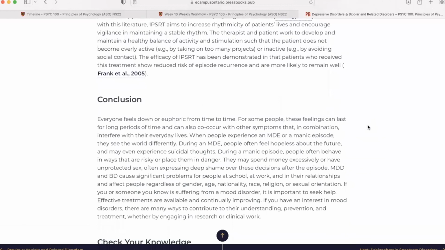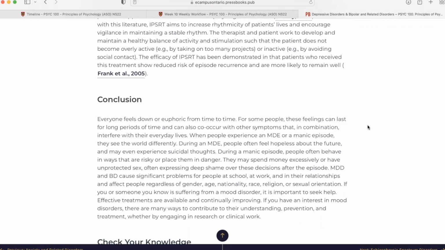In conclusion, everyone feels down or euphoric from time to time. For some people, these feelings can last for long periods of time and can also co-occur with other symptoms that, in combination, interfere with their everyday lives. When people experience an MDE or a manic episode, they see the world differently. During an MDE, people often feel hopeless about the future and may even experience suicidal thoughts. During a manic episode, people often behave in ways that are risky or place them in danger. They may spend money excessively or have unprotected sex, often expressing deep shame over these decisions after the episode.